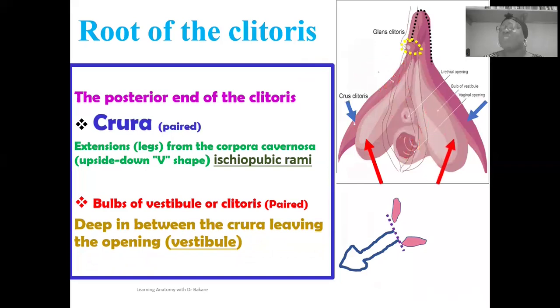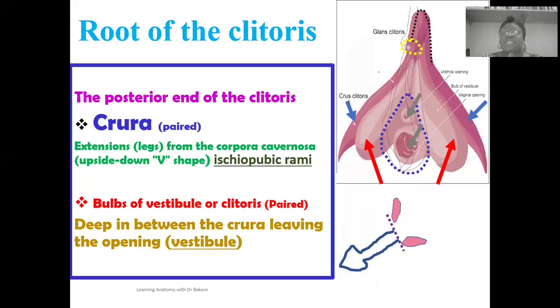It is the bulb of the vestibule because the vestibule is seen to be open around the space. It can also be referred to as the bulb of the clitoris because the structure in question is the clitoris. So this is where you have the bulb of the clitoris around this region. Between the bulbs is the opening referred to as the vestibule. And within the vestibule, we have the opening of the urethra and also the vaginal canal. We've tried to highlight this previously.